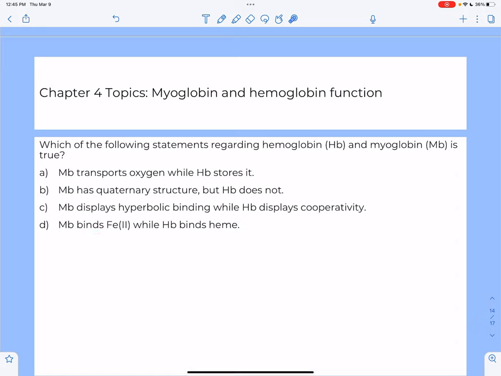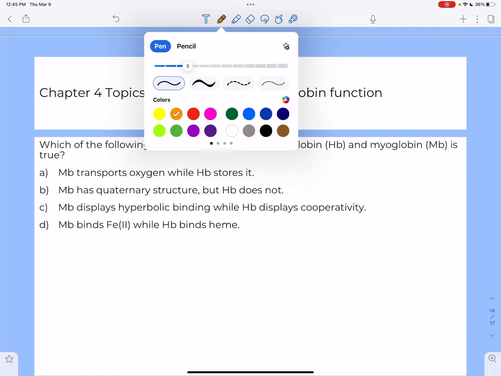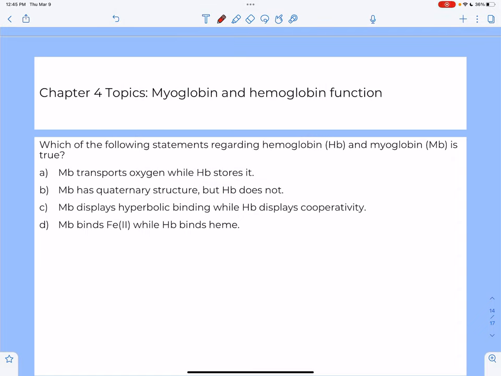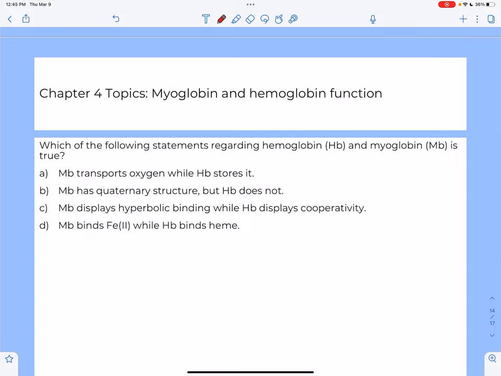All right, so let's go and we'll eliminate the ones that we know are false, okay? All right, so we're going to put red X's on them. All right, first we'll start with A. Myoglobin transports oxygen while hemoglobin stores it. Well, that's exactly the reverse of what we know, right? Hemoglobin is the transport and myoglobin is the storage, right? Myoglobin is for storage. So that one is not the answer.